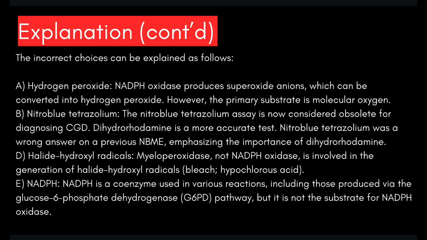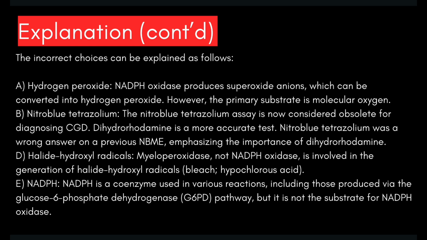A, hydrogen peroxide. NADPH oxidase produces superoxide anions, which can be converted into hydrogen peroxide. However, the primary substrate is molecular oxygen. B, nitroblue tetrazolium. The nitroblue tetrazolium assay is now considered obsolete for diagnosing CGD. Dihydrorhodamine is a more accurate test. Nitroblue tetrazolium was a wrong answer on a previous NBME, emphasizing the importance of dihydrorhodamine.